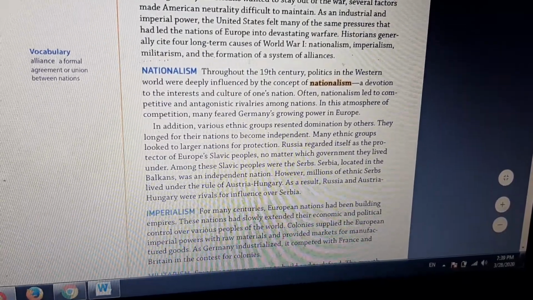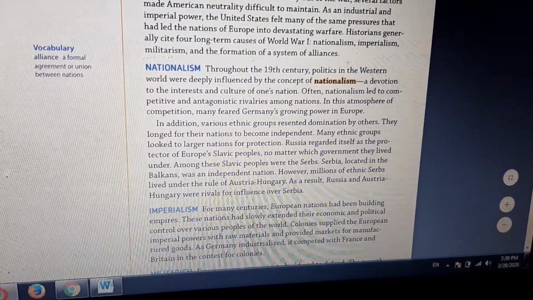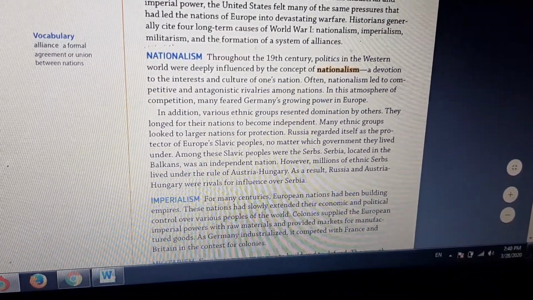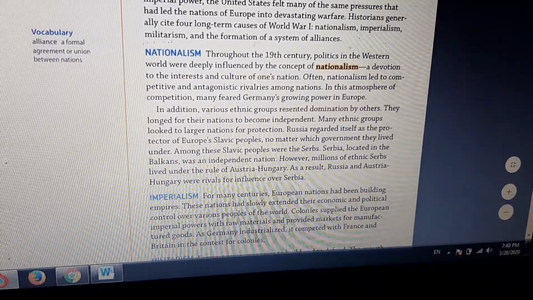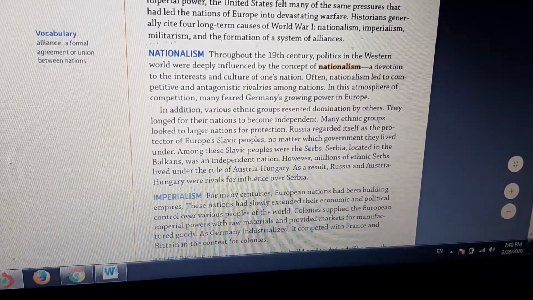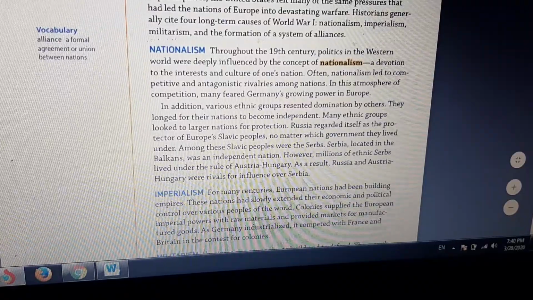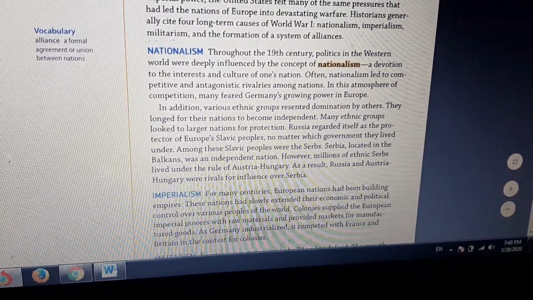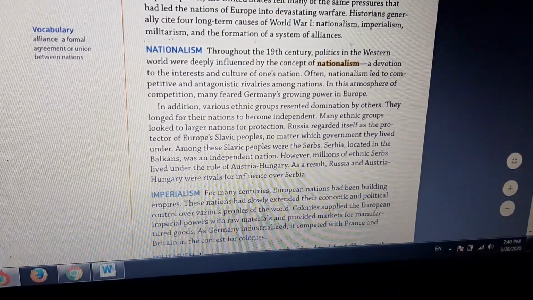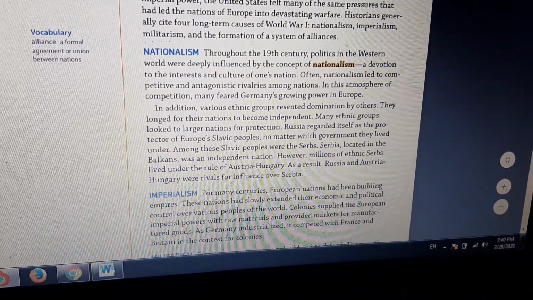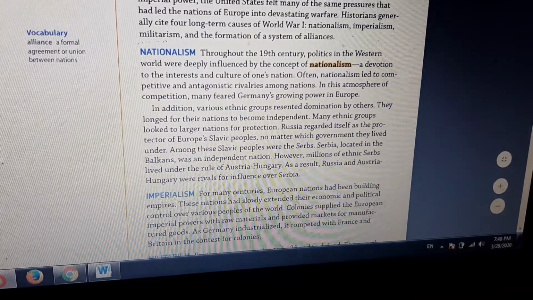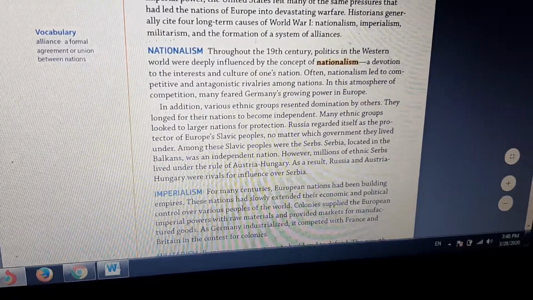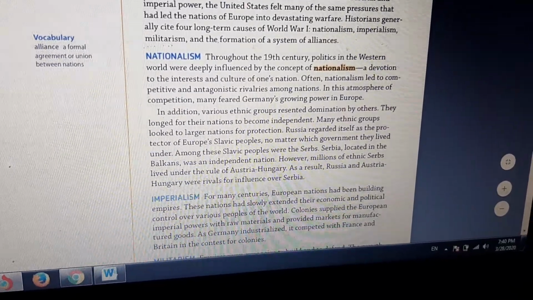So take notes of this definition, as it's really important. So you're very devoted to your own culture, your nation. Often nationalism led to competitive and antagonistic rivalries among nations. So in this atmosphere of competition, many feared Germany's growing power in Europe. So actually here you're very proud of your own culture, you defend it, you feel superior to other nations.